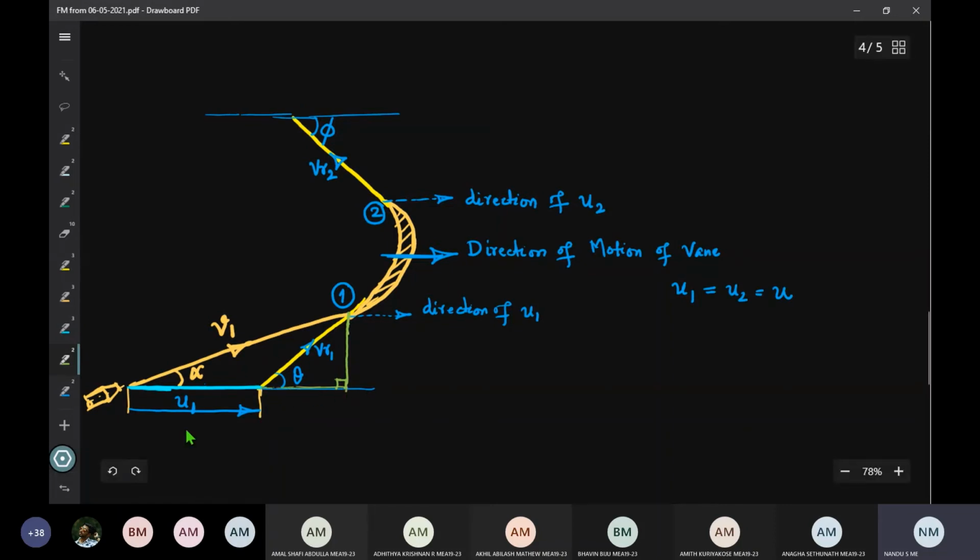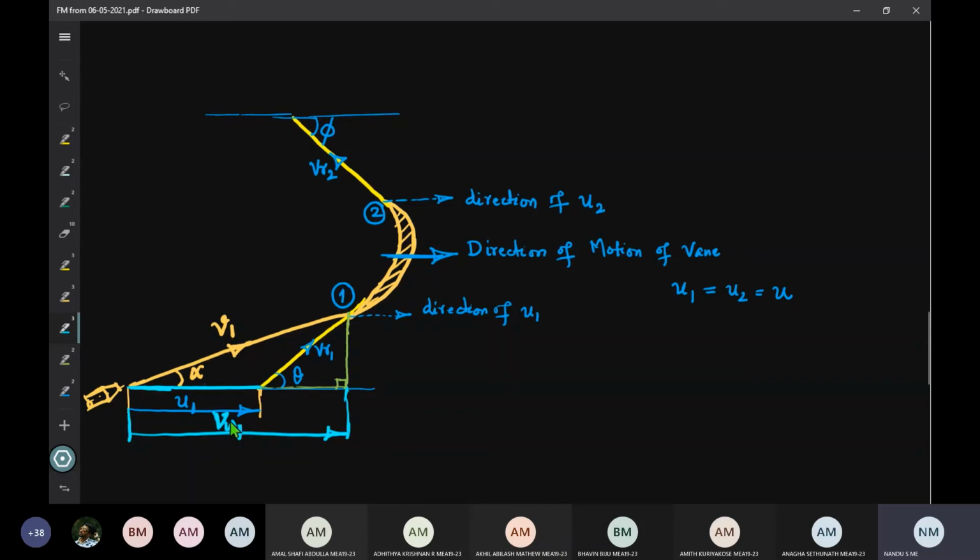If I consider this triangle as a right triangle as a whole, the base is V1 cos alpha, the adjacent side if alpha is the angle. This is a very important component, called VW1. W stands for whirl, or it can also be called swirl. It is the whirl or swirl component of the absolute velocity of the jet.